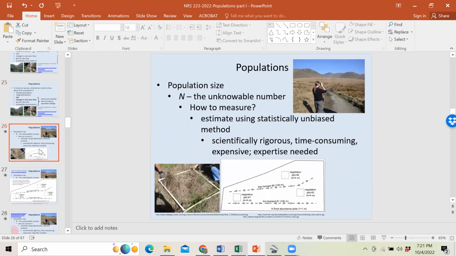But in the next video, we're going to look at what we need to do and know in order to estimate population size. So this will just be a brief overview in this class. If you take NRS 305, we'll get into this in more depth. But for conservation biology, NRS 223, we're just going to broadly look at this question. You'll come away with a basic understanding of the challenges of estimating population size, and that'll be in the next video.